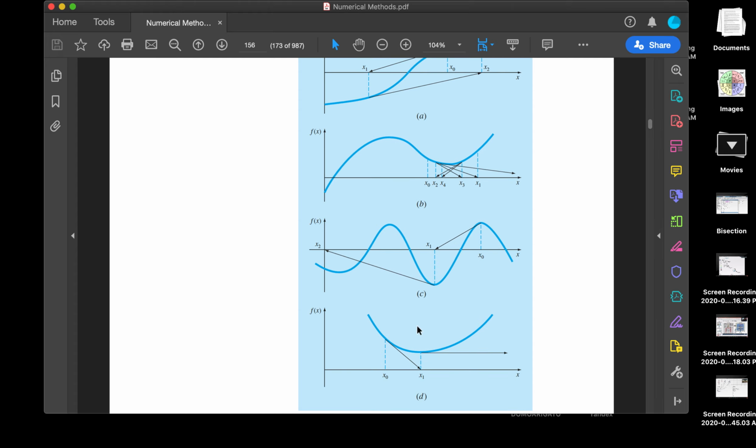And finally, another one is when the tangent line obviously doesn't even make sense because it's not even crossing.